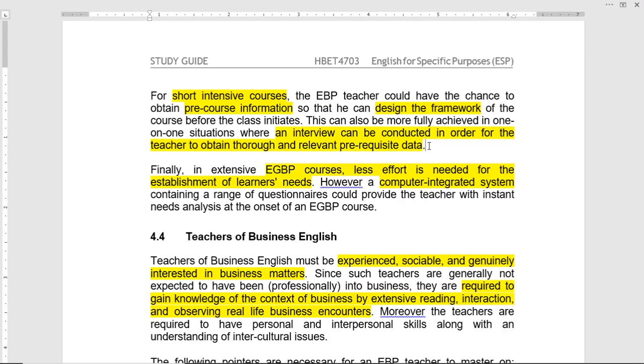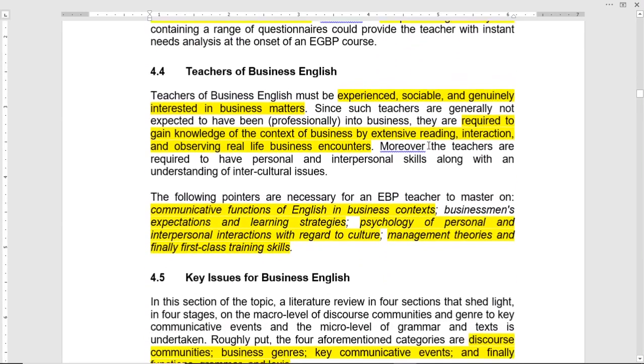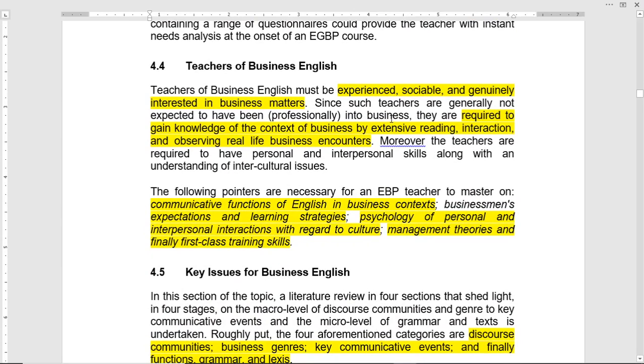For extensive English for general business purposes courses, less effort is needed for the establishment of learners' needs. However, a computer integrated system containing a range of questionnaires could provide the teacher with instant needs analysis at the onset of an English for general business purposes course. So teachers of business English must be experienced, they have to be sociable, and genuinely interested in business matters.